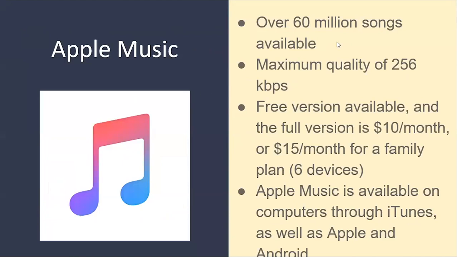So with Apple Music, that's on Apple devices. There's over 60 million songs available, and there's a maximum quality of 256 kilobits per second, which is just a way to measure the quality of sound in comparison to what you would hear on a radio. The free version is available, and there's also a full version, which is $10 a month, or there's family plans, which can cater to 6 devices, and it's $15 a month. And Apple Music is also available on iTunes and through Apple and Android, sorry.